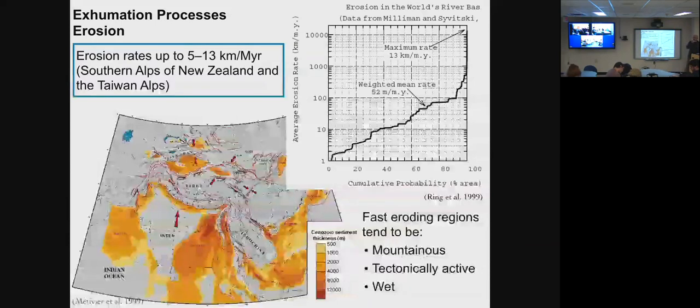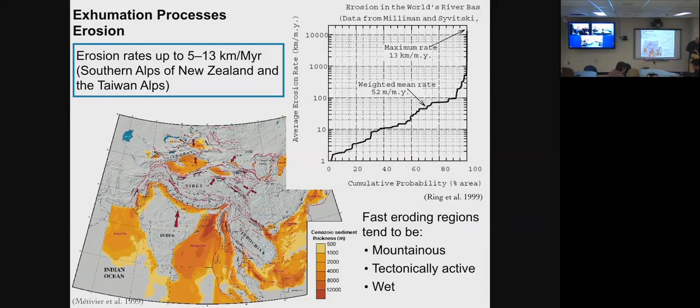Now, let's talk about rates, because this is important. Which of these processes is more efficient, can exhume rocks the fastest? And it really depends on what tectonic setting you're looking at. Let's just think about erosion. Okay? Erosion is highly varied around the planet. You can be in areas where there's virtually no erosion to areas where erosion is incredibly aggressive and very efficient. Okay? So this diagram here is just looking at river erosion. And it's essentially a summary of all the erosion rates documented in rivers around the world.